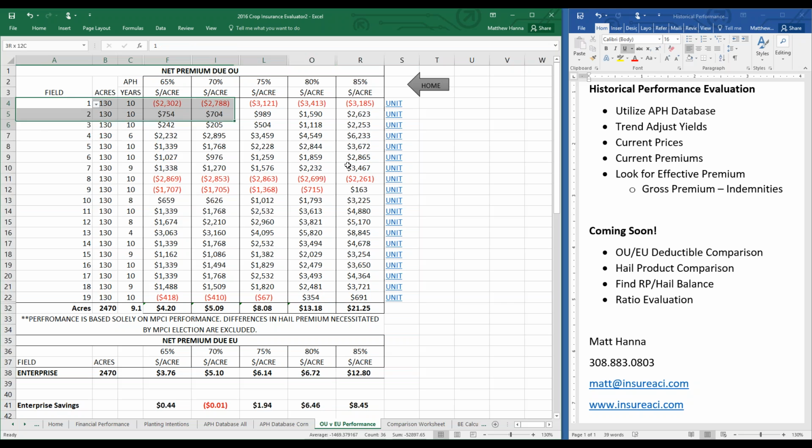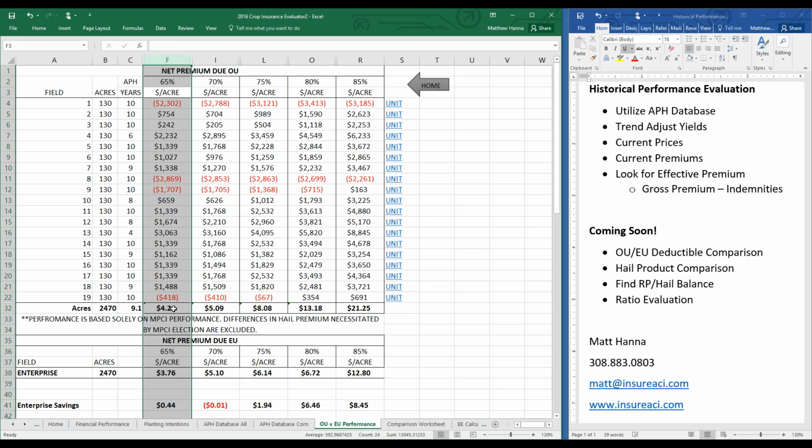Up top here, we've got optional units versus enterprise units. Each one of these optional units has its own APH database, just like the enterprise unit does. And then within those optional units, every unit is going to perform differently due to the fact that we have so many isolated losses. These numbers in the red, that's good for you as a farmer. That means you've actually received more money than you've put in over the history that we're evaluating. But then when it's all said and done, what we really care about is down here, these averages. On this 2,500 acres, what's going to perform the best? So let's tear into it.